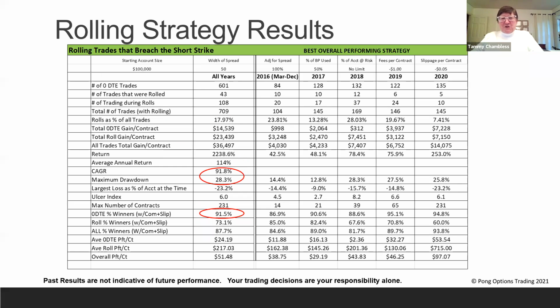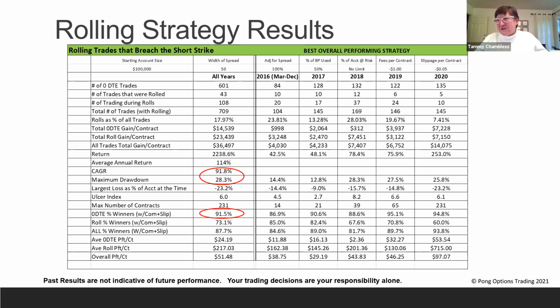Now, the best returns that we've gotten use the rolling strategy. And again, this is not for everybody because you are taking risk. If you'll notice, the maximum drawdown is 28.3%. And I would say that happens pretty regularly in a roll, that you're down quite a bit because what the strategy is, you don't roll until you touch the strike. So your loss can be pretty large at that point, depending on what time of day that happens.